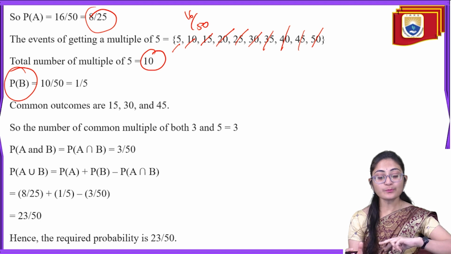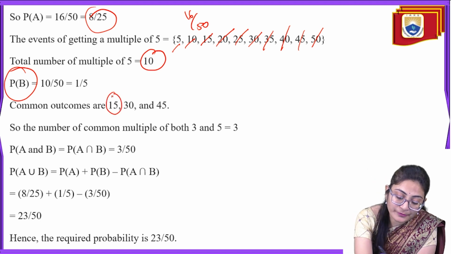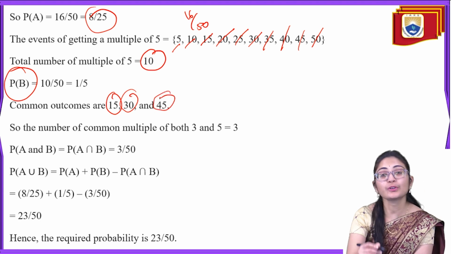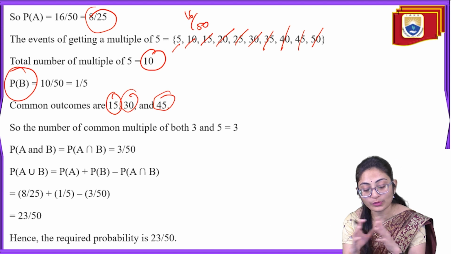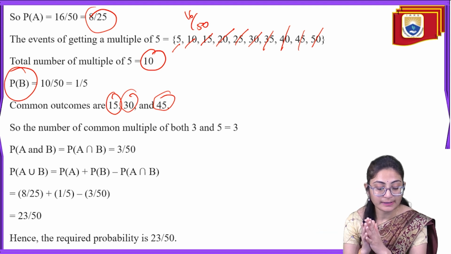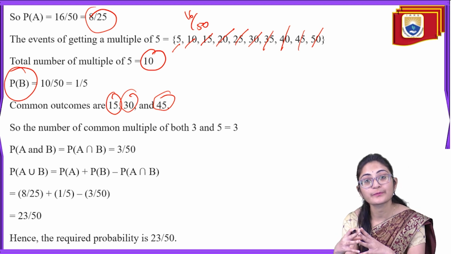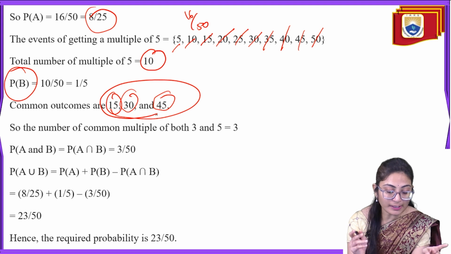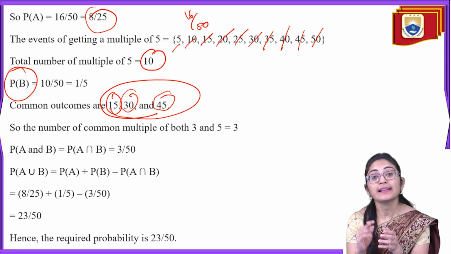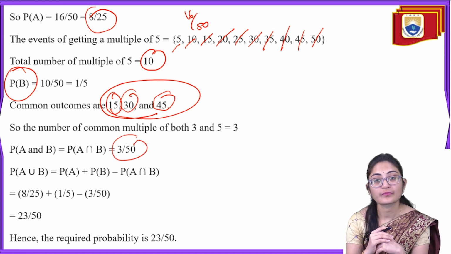Now in both events there are some common outcomes. That is 15, 30 and 45. So the common multiples of both 3 and 5 are 15, 30 and 45, and these numbers are 3. So here probability of A and B is equal to 3 by 50.